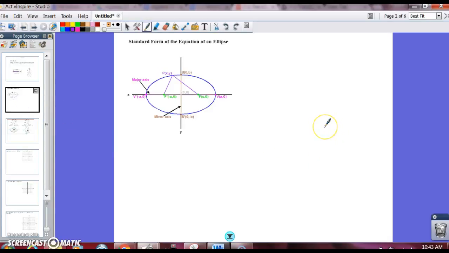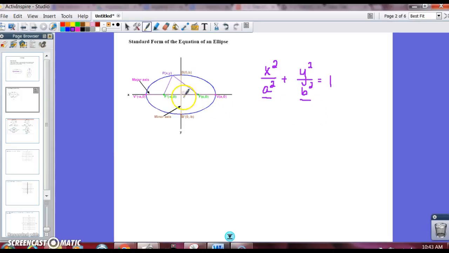So here is an ellipse. The standard form of the equation of an ellipse is this. It's very straightforward. It's x squared over a squared plus y squared over b squared is equal to 1. Okay, that is the standard form of the equation of an ellipse. Now, let's go through what all these values are. When you write out your equation, you will have the x squared and the y squared still in your equation, but you will have numerical values in for a squared and b squared.